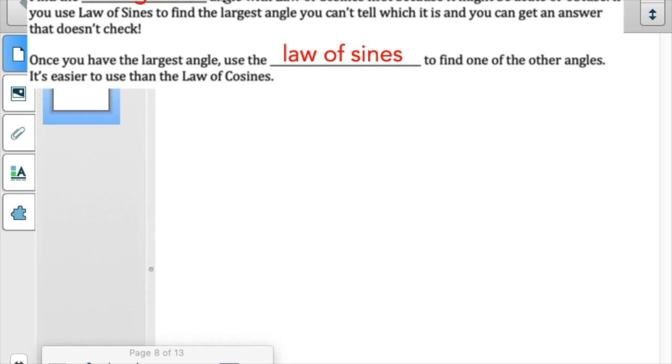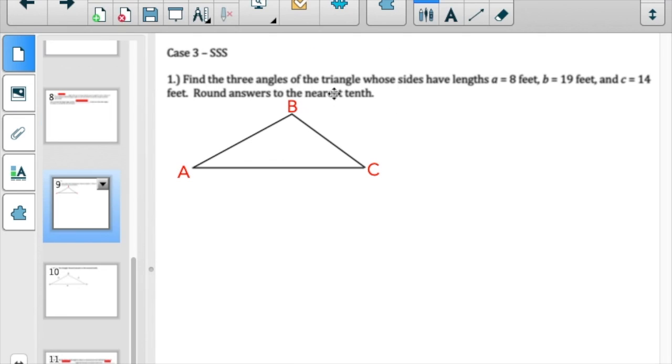But you don't want to find the smallest angle first with law of cosines because we always use law of sines second, and you could get the wrong answer. So we always want to find the largest angle first, unless you use law of cosines twice, which we won't do. And this is how I drew my triangle. So remember that we always put those values across. So side C was 14, side A was 8, and side B was 19.